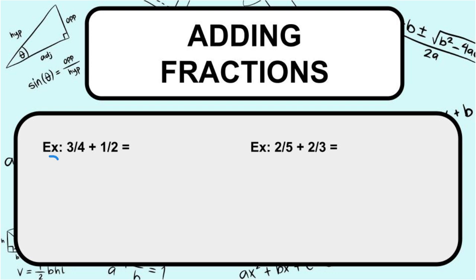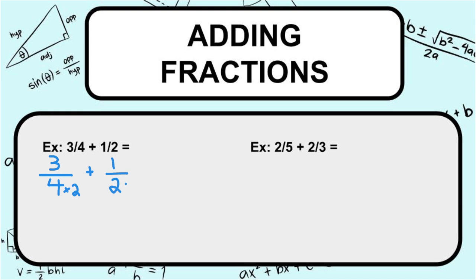I'm going to rewrite 3/4 down here, and then plus 1/2 as well. I'm going to rewrite them a little bigger so it's clearer for you. We need to multiply the denominators together. So that would be 4 times 2.